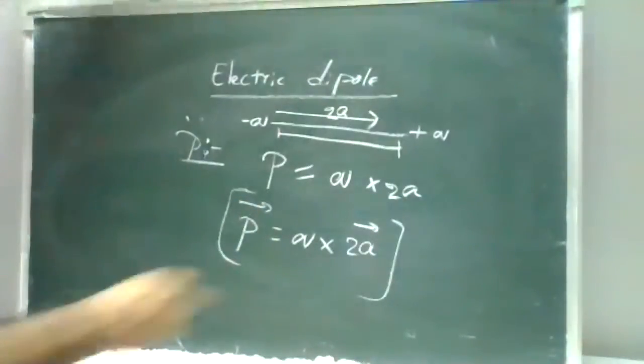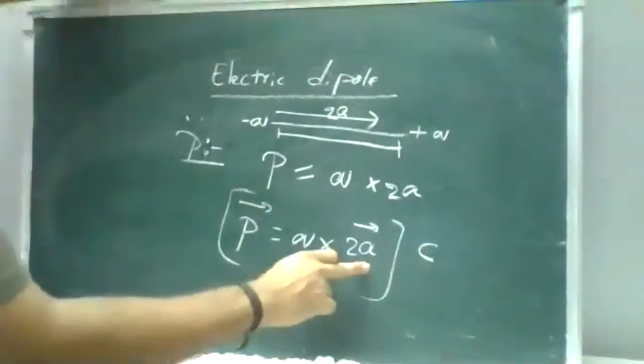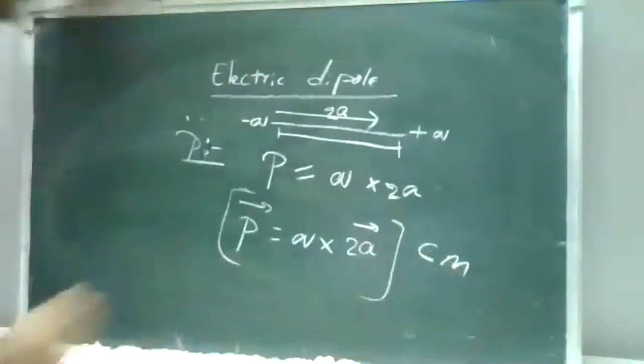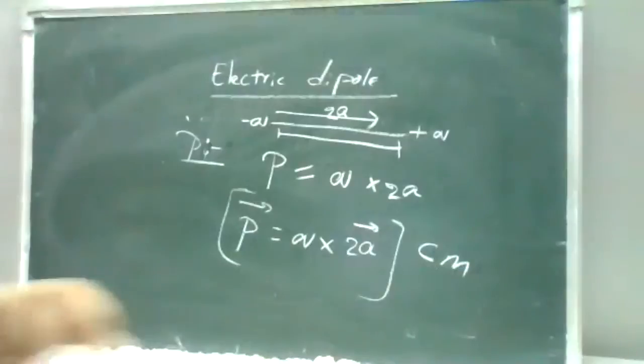Now the unit part. Q is charge, with unit coulomb, and a is distance. So the unit of dipole moment is coulomb meter. Okay?